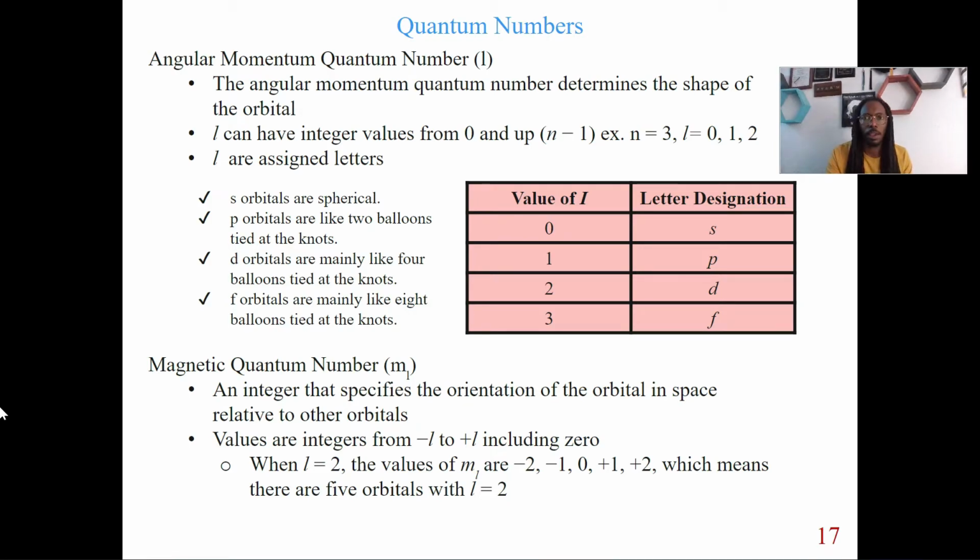So for example, if I had p, what's p? 1, so negative 1, 0, to positive 1. That's going to tell me if I got an L value of 1, I got 3 orbitals. And it's always going to be the same. So once you know this, you kind of know this forever, because it's not going to change.